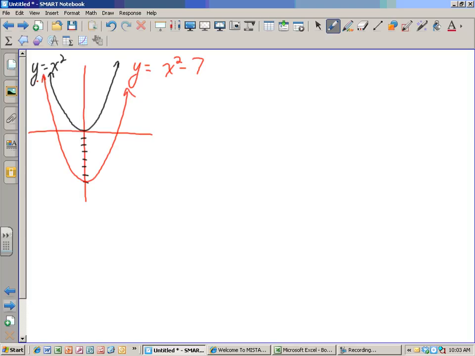Okay? Now we have something called a vertex. We have a vertex of the red, and we have a vertex of that black parabola. Colin, look at the black parabola where it says y equals x squared. Can you tell me what you think that vertex might be? Do you know what a vertex is? No. Okay, I didn't know if you guys knew that or not. A vertex is where a graph changes direction.